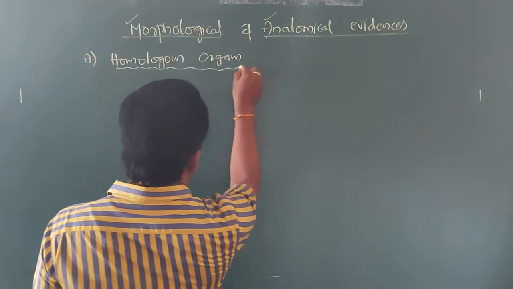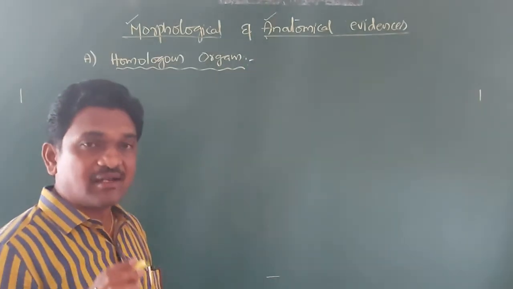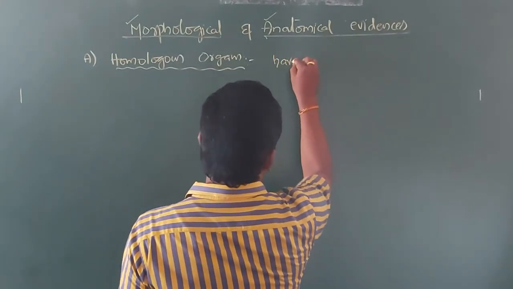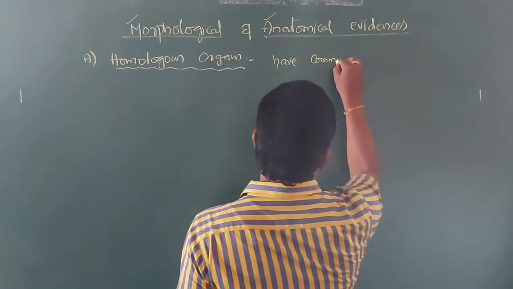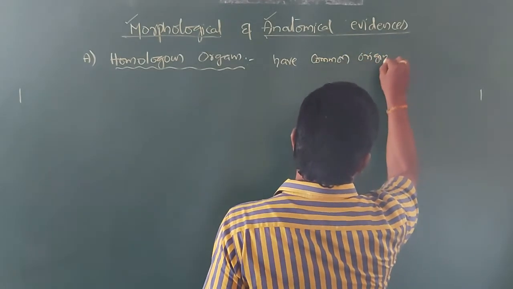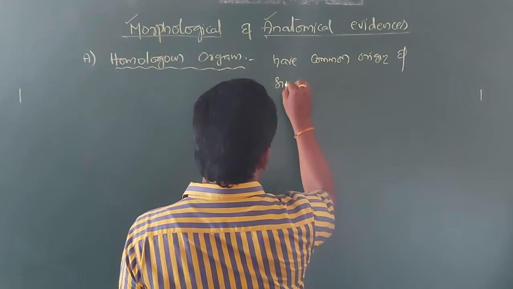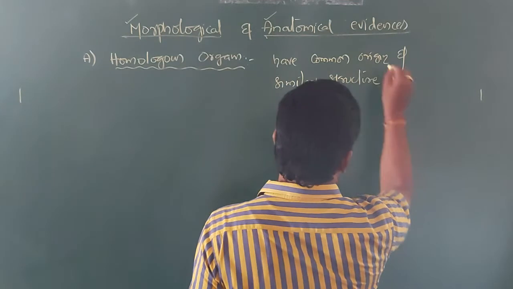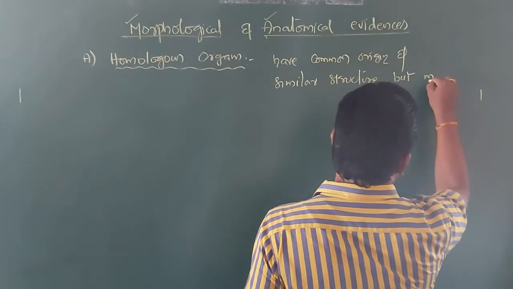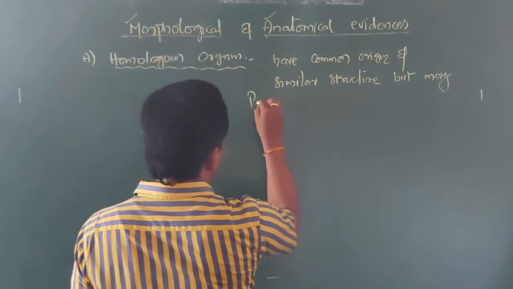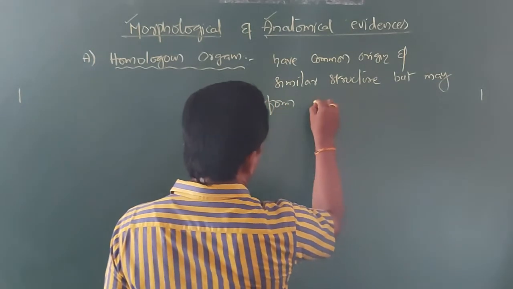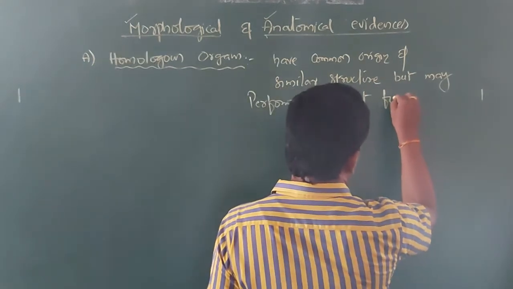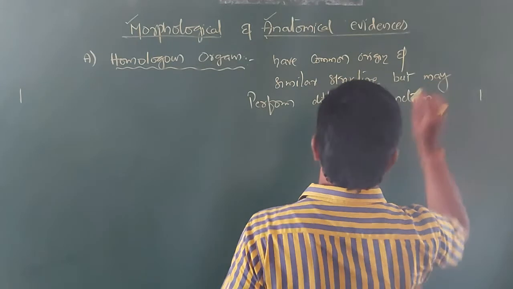Homologous organs are the organs of organisms having common origin and similar structure, but may perform different functions.